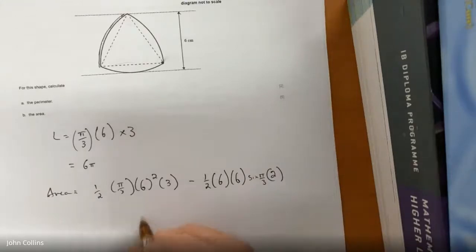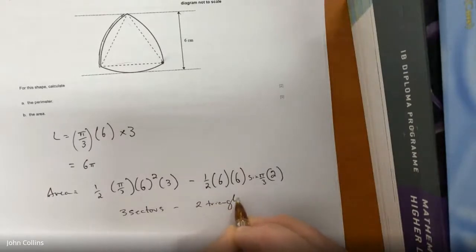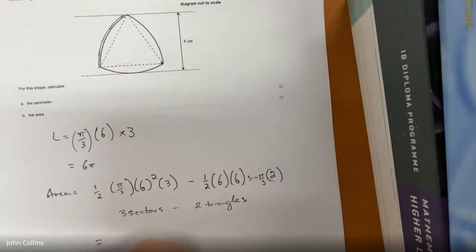So 3 sectors minus 2 triangles would be the area in total. I don't understand what triangle we're subtracting. This one.